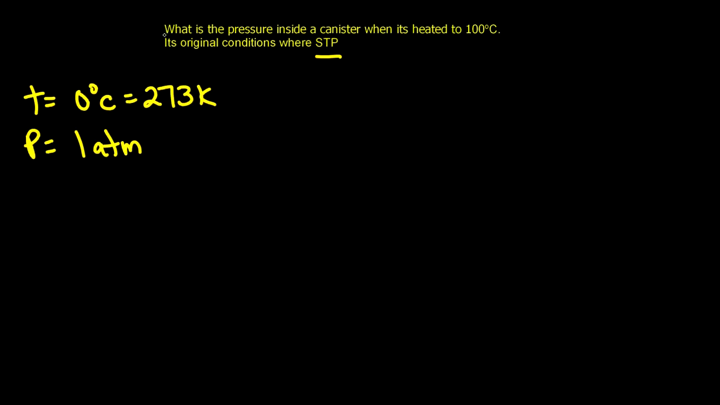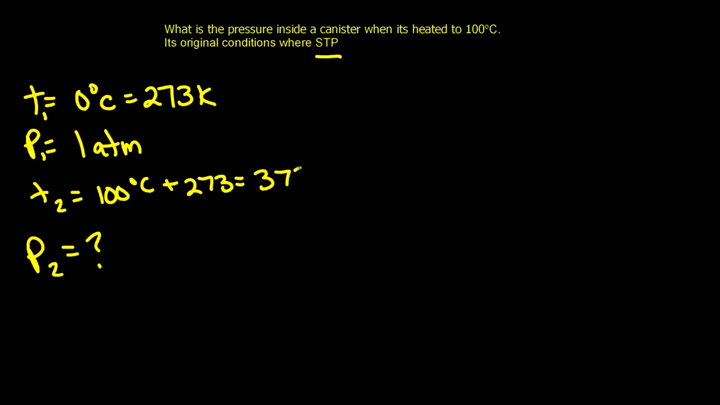Let's read the question again. What is the pressure inside a canister when it's heated to 100 degrees Celsius? We're looking for P2. We're looking for that change in pressure. So this is going to be P1. And it also says its original conditions at STP. So these are no doubt the initial or the first pressure and temperature. We heated it to 100 degrees Celsius. So we got to change that to kelvins by adding 273. So 373 Kelvin is my temperature 2.